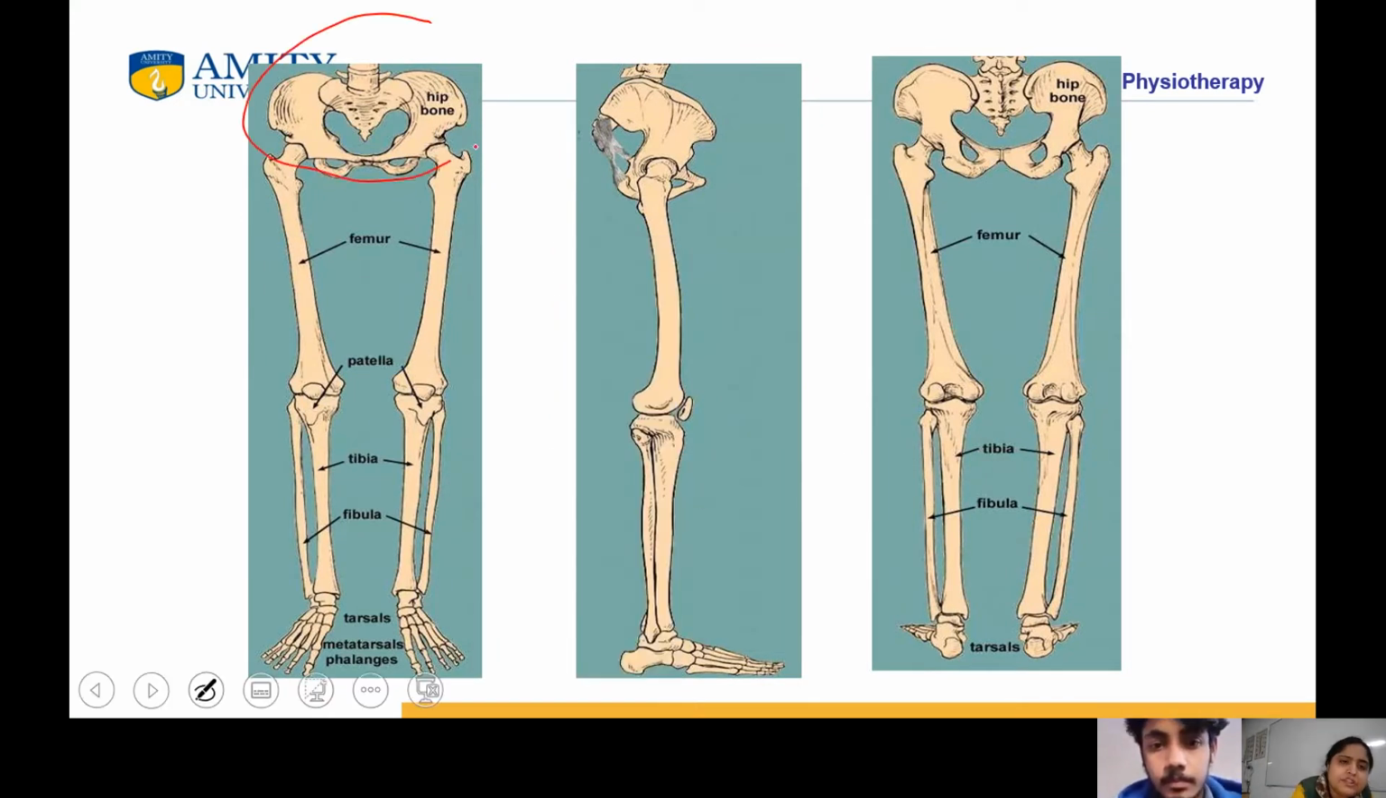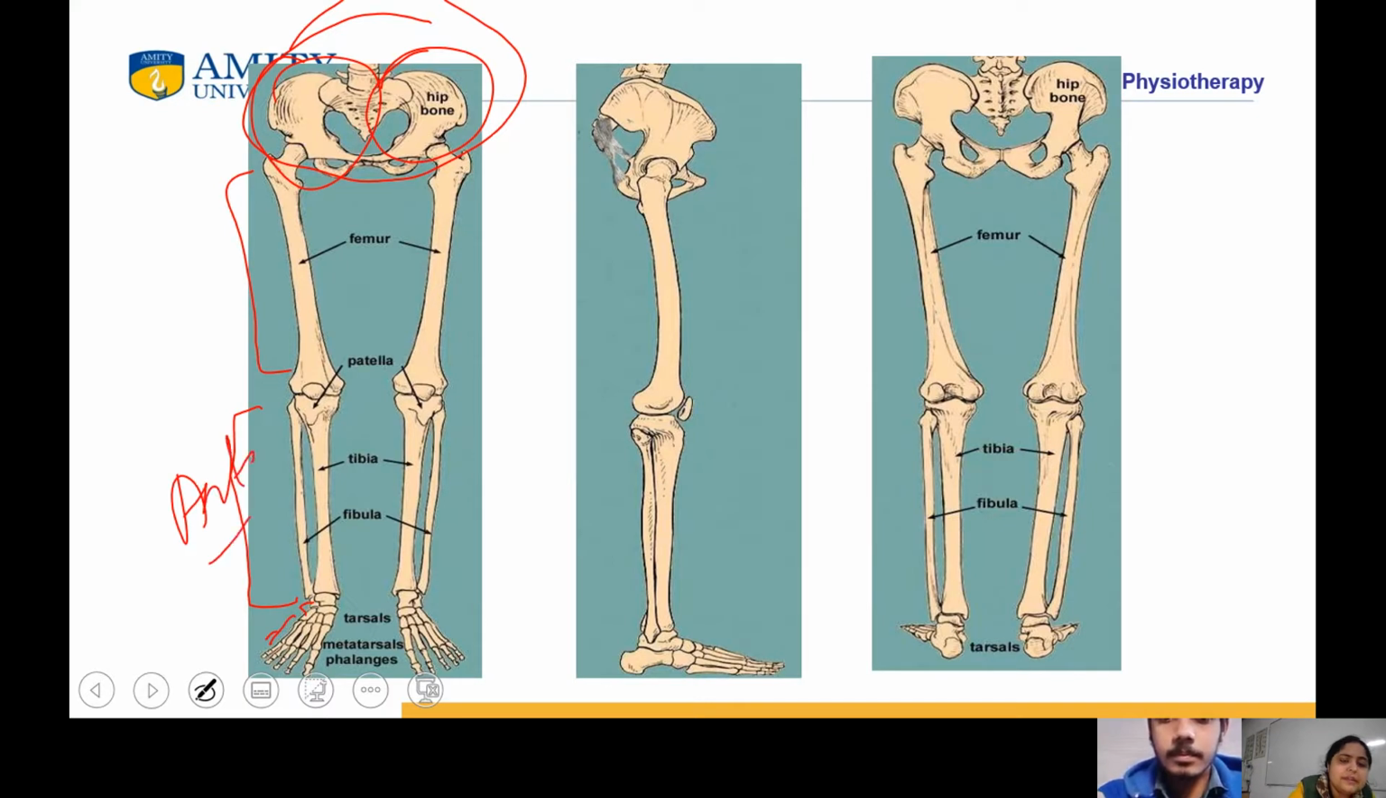this is the hip bone, which is made up of two pelvic bones, right? This is the femur bone, the long bone, and then there are the tibia and fibula, which are also long bones. Then we have short bones, the tarsals, and then miniature long bones called the metatarsals and the phalanges. This is the anterior view of the lower limb, this is the lateral view, and this is the posterior view.